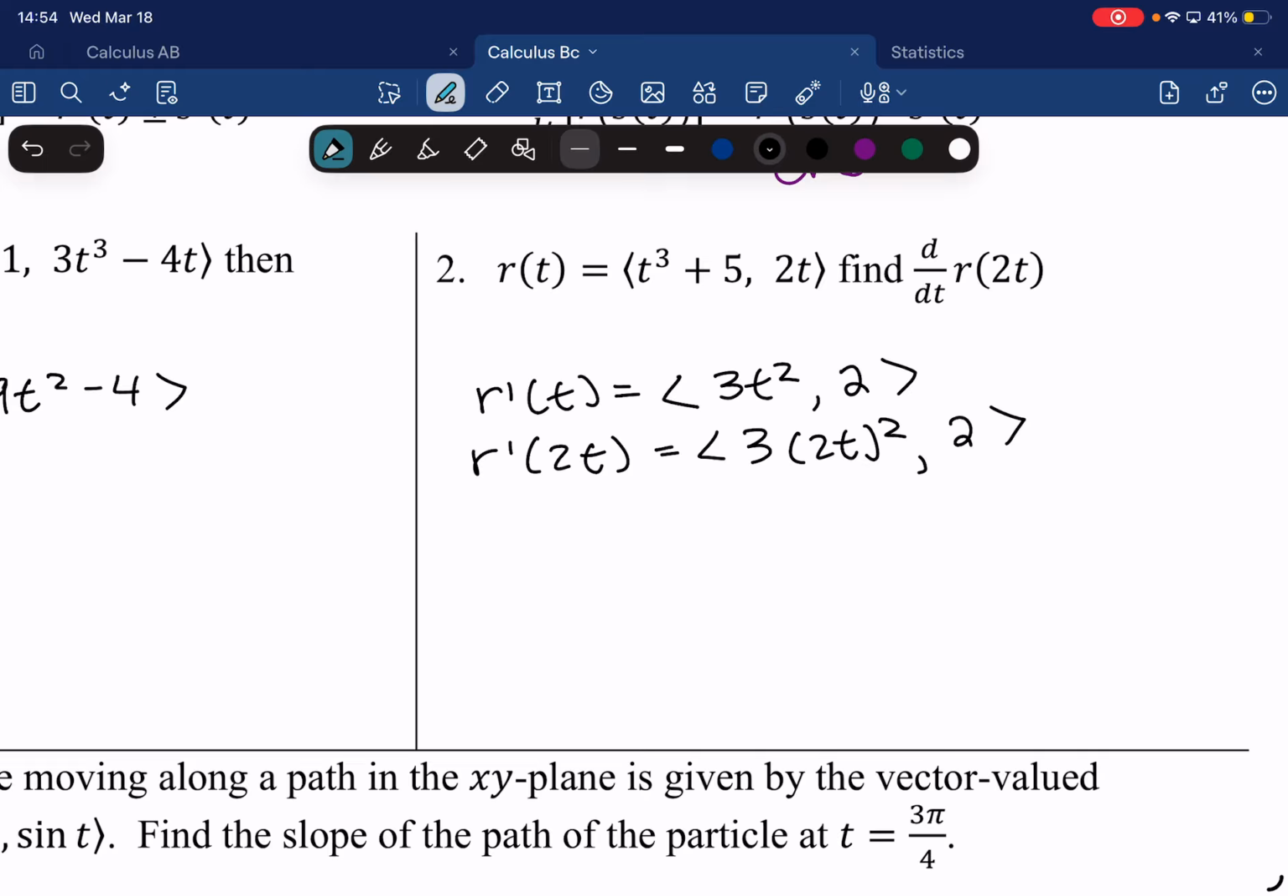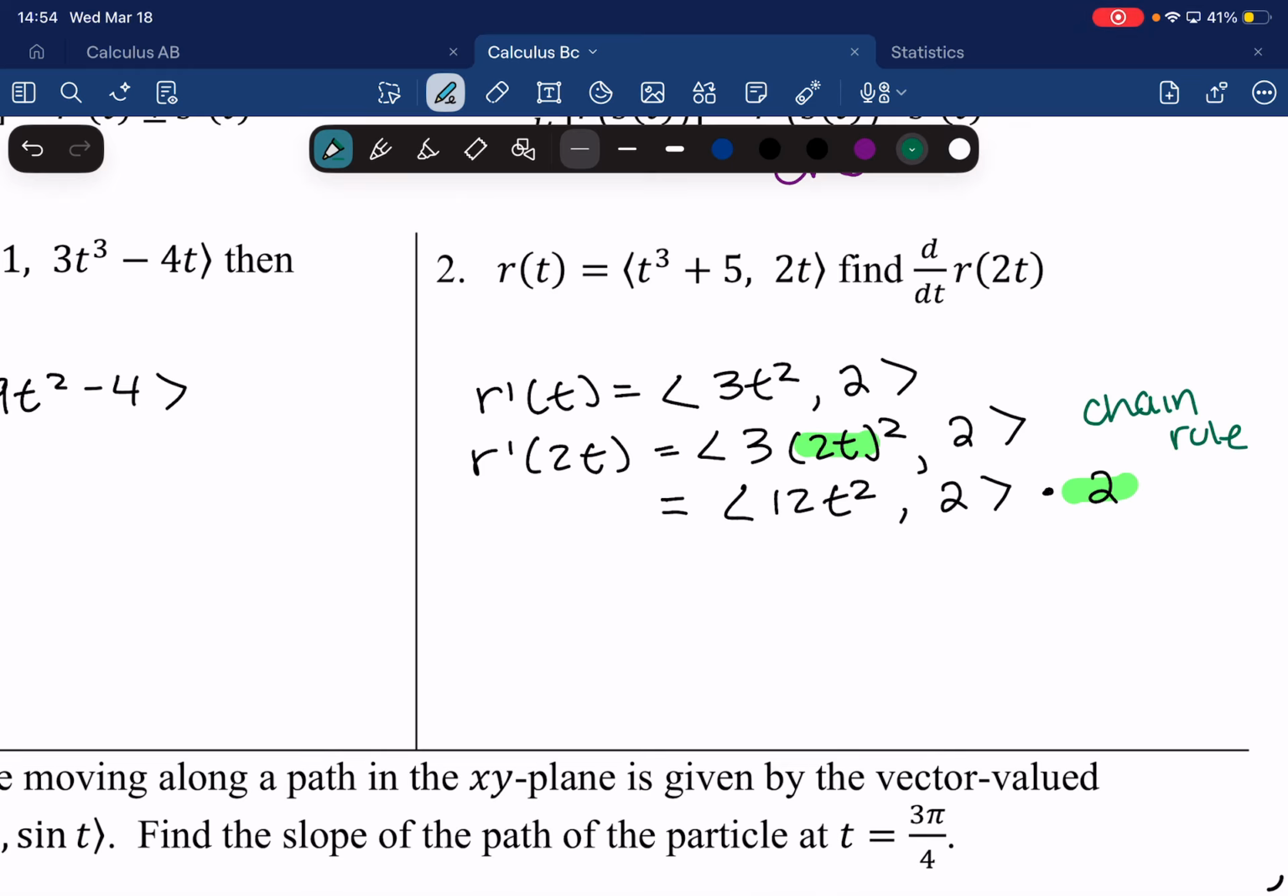Okay. So now that I have a function within another function, I know I'm going to use the chain rule. So what's going to happen is I'm going to end up multiplying this entire thing by what? 2. So I am going to simplify this part real quick. So 2t squared is 4t squared. 4t squared times 3 is 12t squared, comma 2. I just simplified that. And I know I'm multiplying this whole thing by 2 because of the chain rule. So I'm going to highlight right here. This is the chain rule.